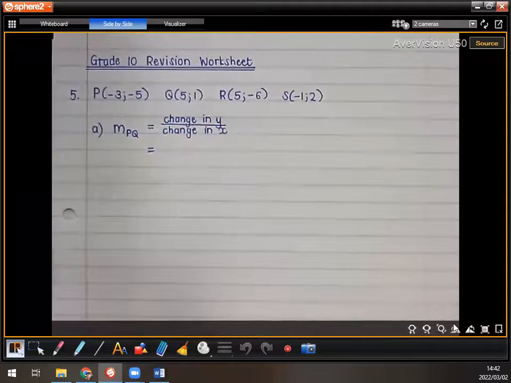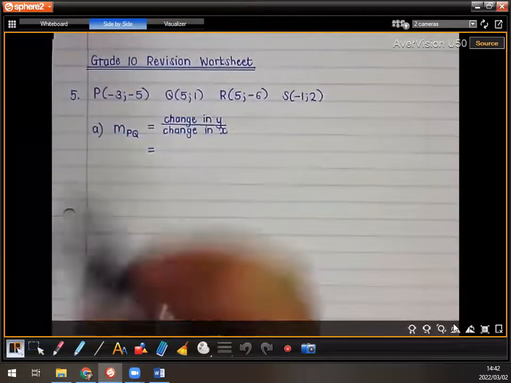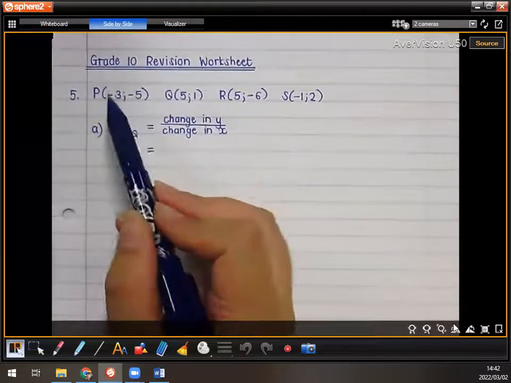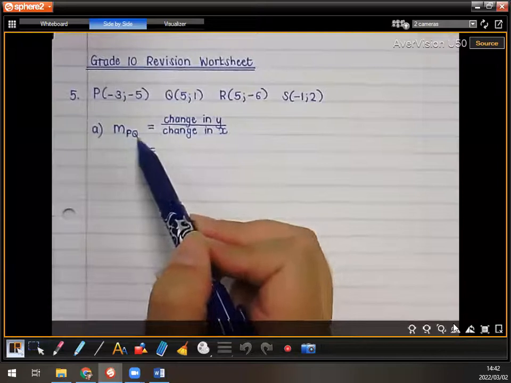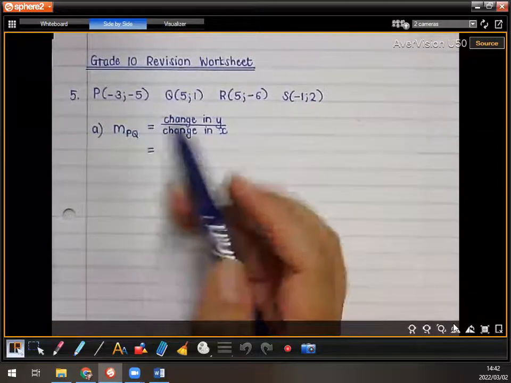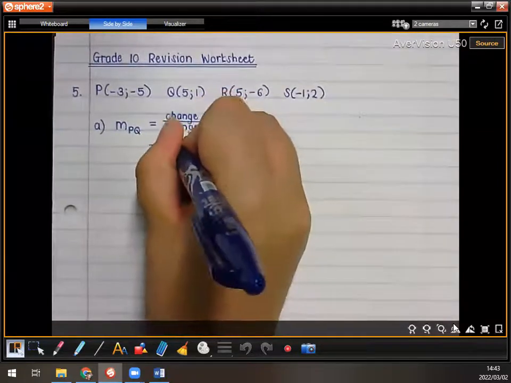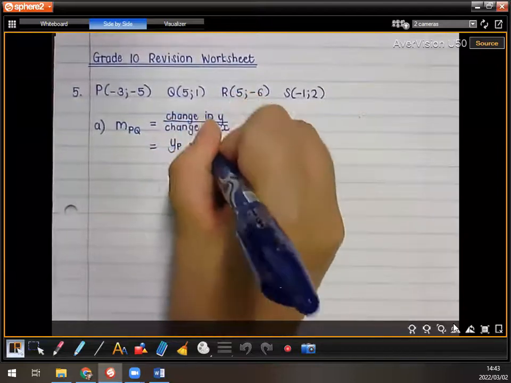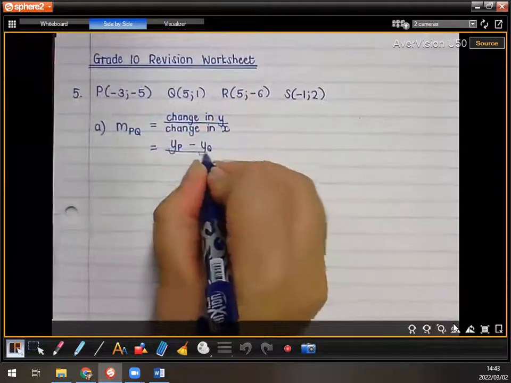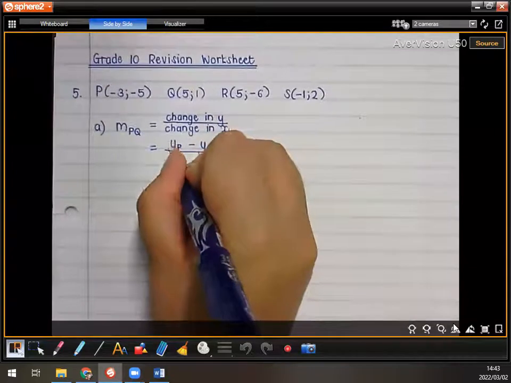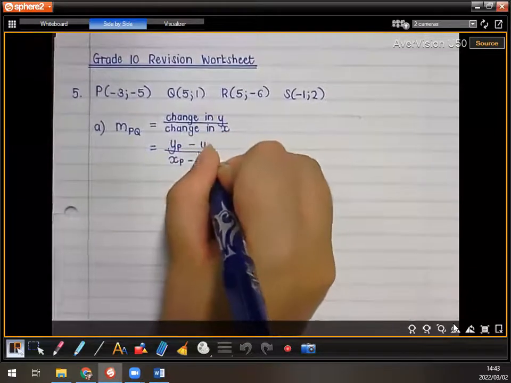So now you can decide, do you want to start with point P or do you want to start with point Q? Doesn't matter, as long as you stick to the one that you're starting with. So let's say we're going to start with P, because we did write P. So we're going to take the y value of P minus the y value of Q, and then put that over the x value of P minus the x value of Q.